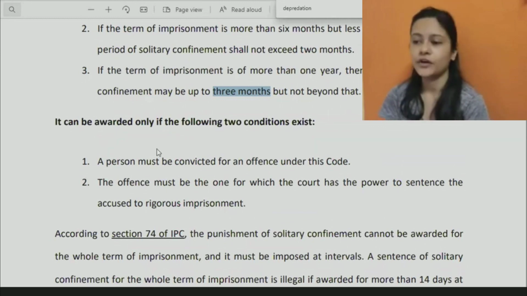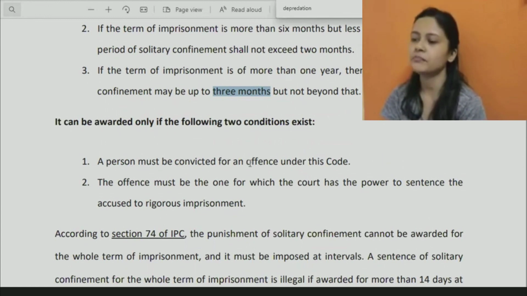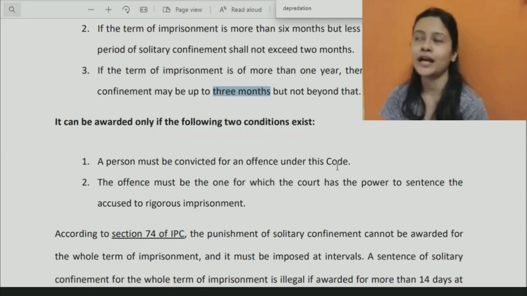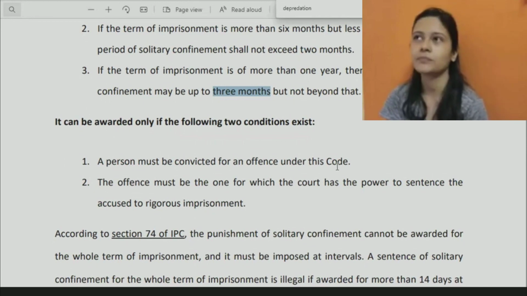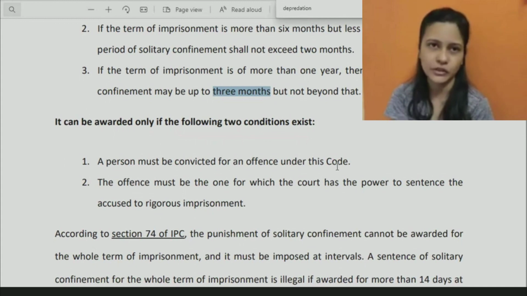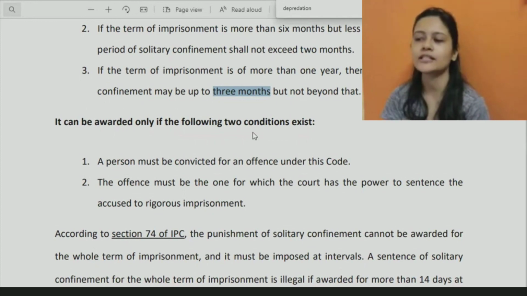It can be awarded only if the following 2 situations exist. That is, a person must be convicted for an offense under this code. There are other legislations as well, like we have the Negotiable Instruments Act, which provides for punishment for check bounce case. If a person issues a check and that check is dishonored and the case is filed, the person is found guilty, and might be 2 years of imprisonment is given. In that check bounce case, it cannot be solitary confinement.